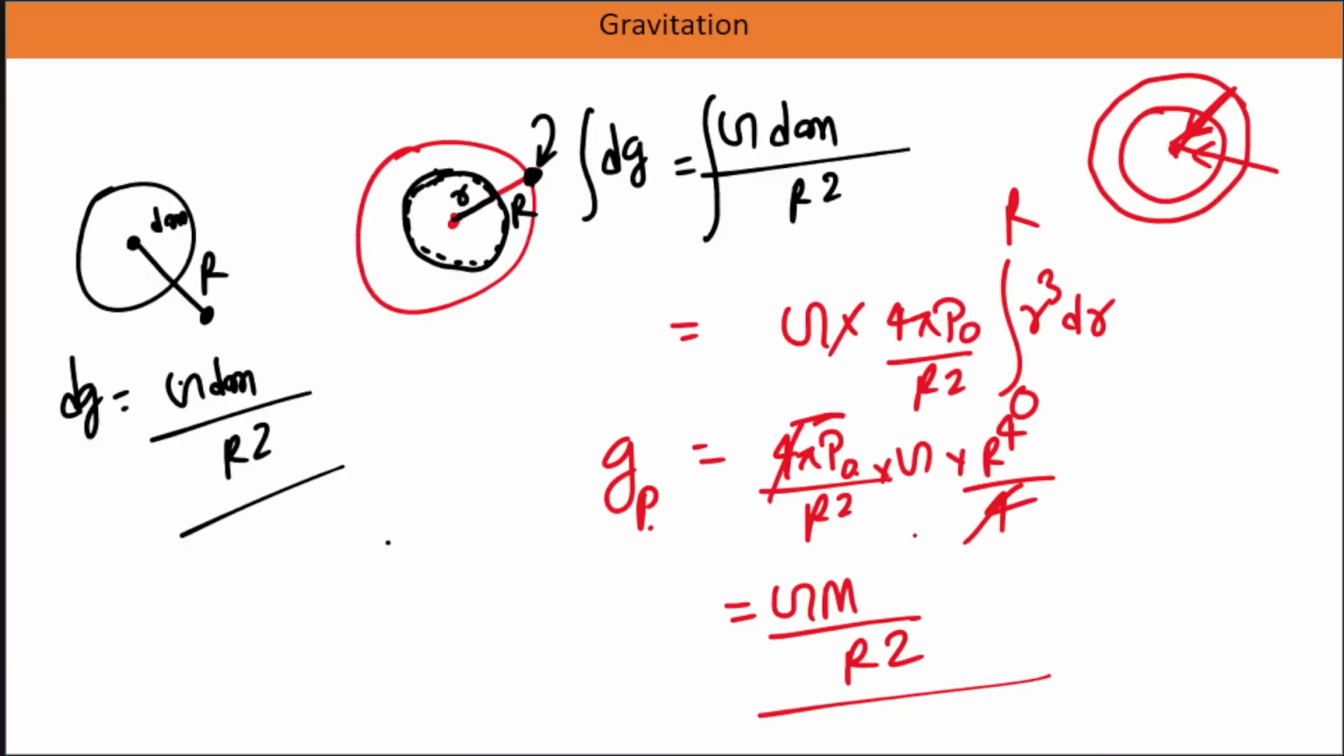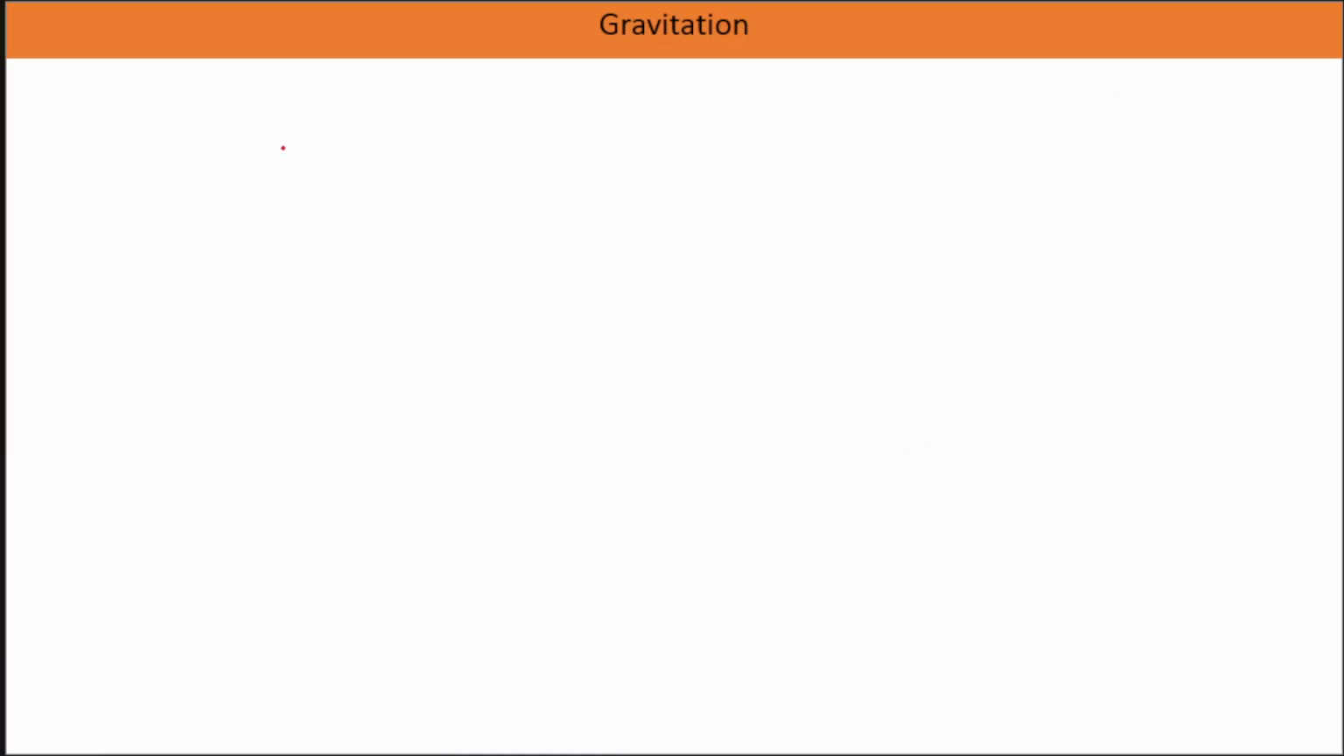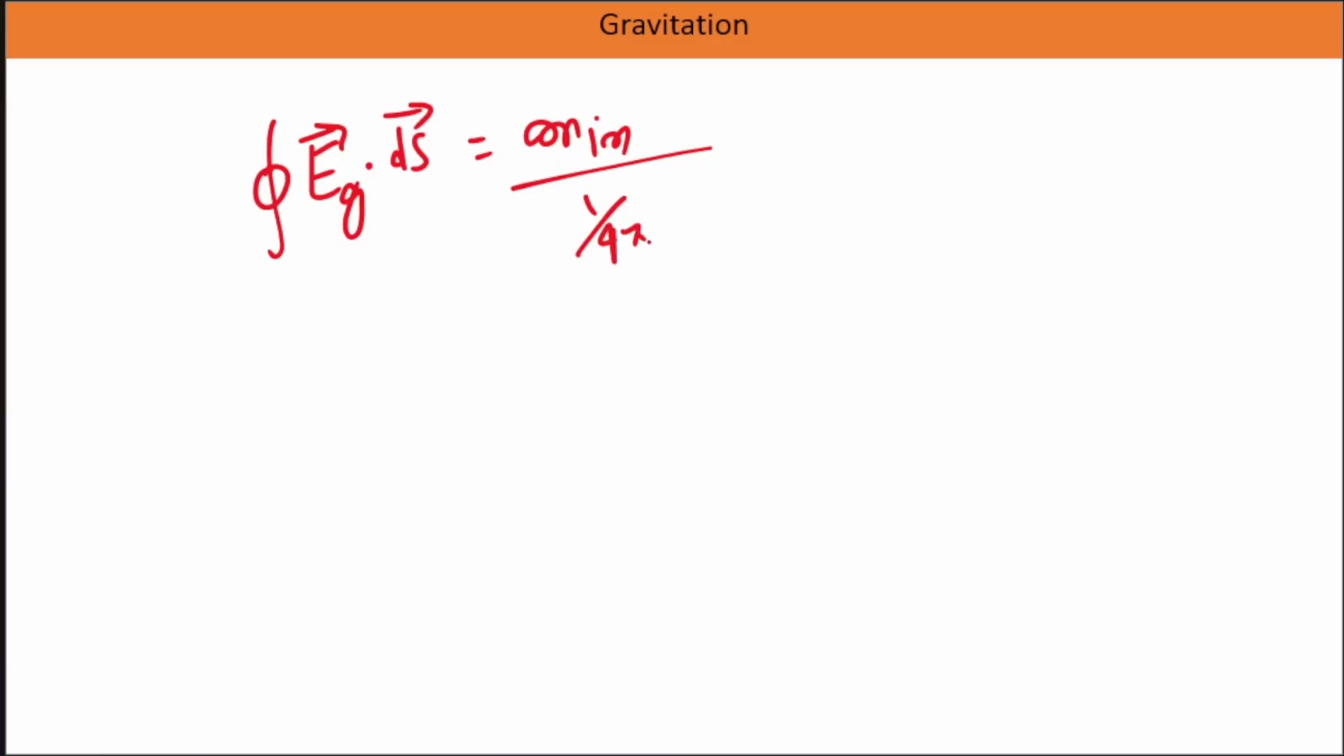You can also do it by the third method, that is the flux method. Again, I don't know if you people know it or not. For class 11th students, maybe they are not aware of this, but class 12th students will surely know. The flux of the gravitational field through a closed surface is equal to the mass enclosed by 1 upon 4 pi g. This is the formula we can use.